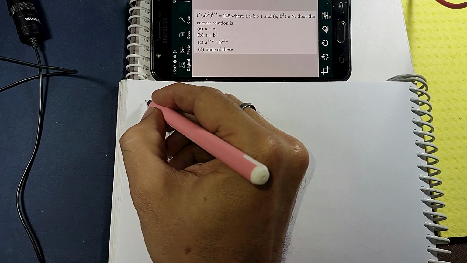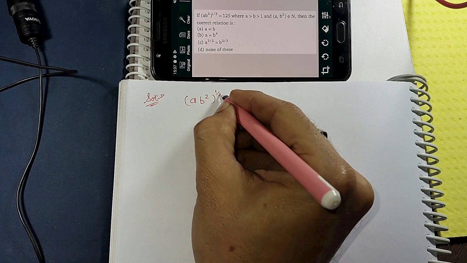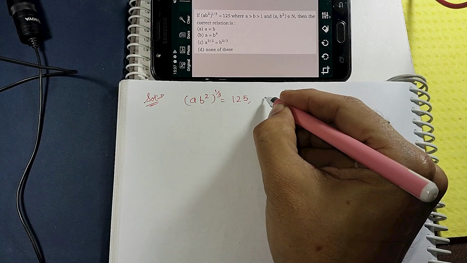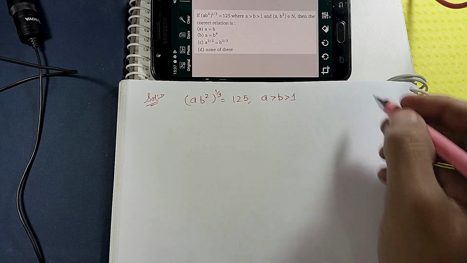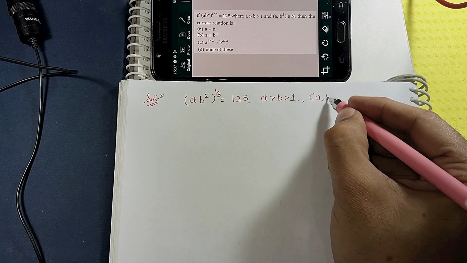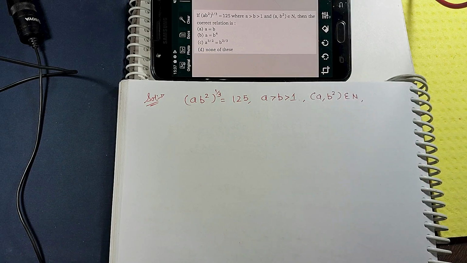If (ab²) whole raised to power 1/3 is equal to 125, where a is greater than b is greater than 1, and a, b² belong to natural numbers, then the correct relation is: a is equal to b, a is equal to b raised to power 4, a raised to power 3/2 is equal to b raised to power 2/3, none of these.